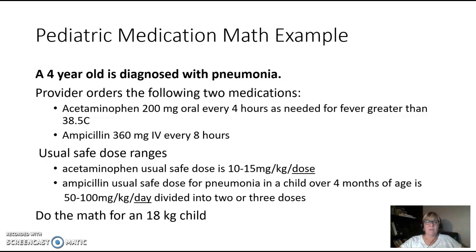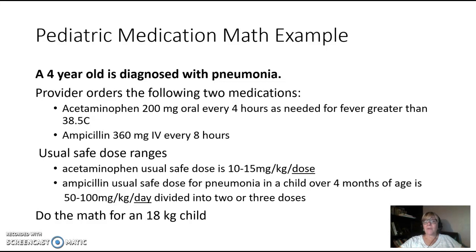And it tells us for acetaminophen, the usual safe dose is 10 to 15 milligrams per kilo per dose. And it tells us for ampicillin, the usual safe dose. For pneumonia, it's got different dosing for an ear infection, for pneumonia, or for meningitis. And it's got some differences based on age.